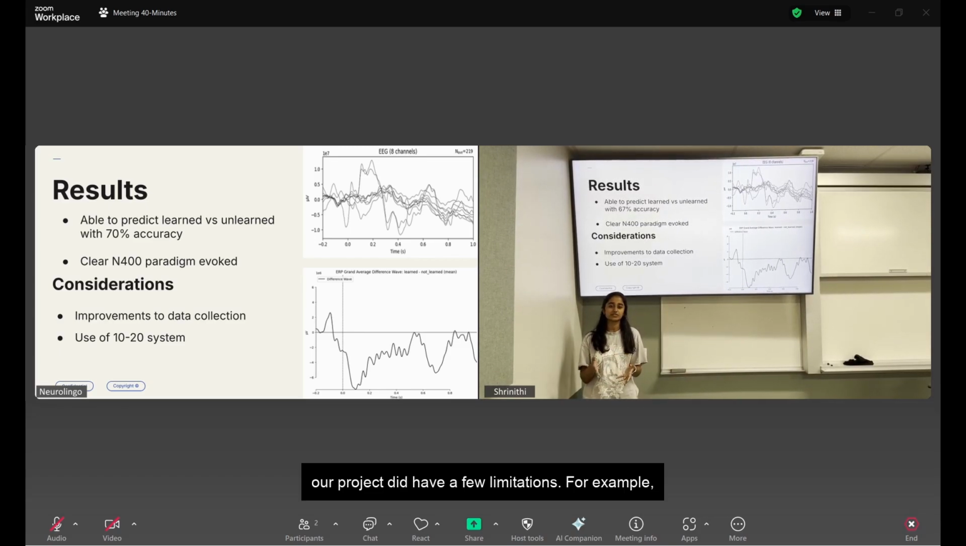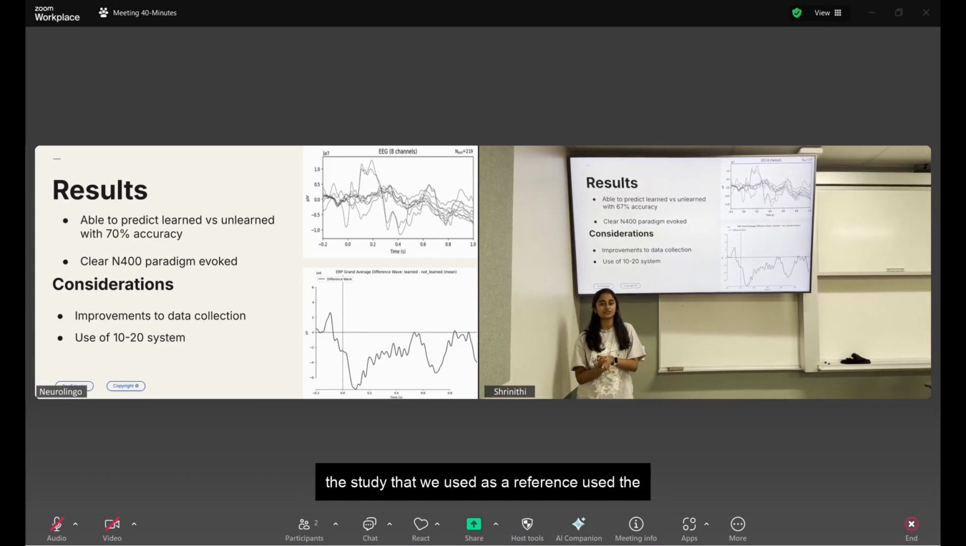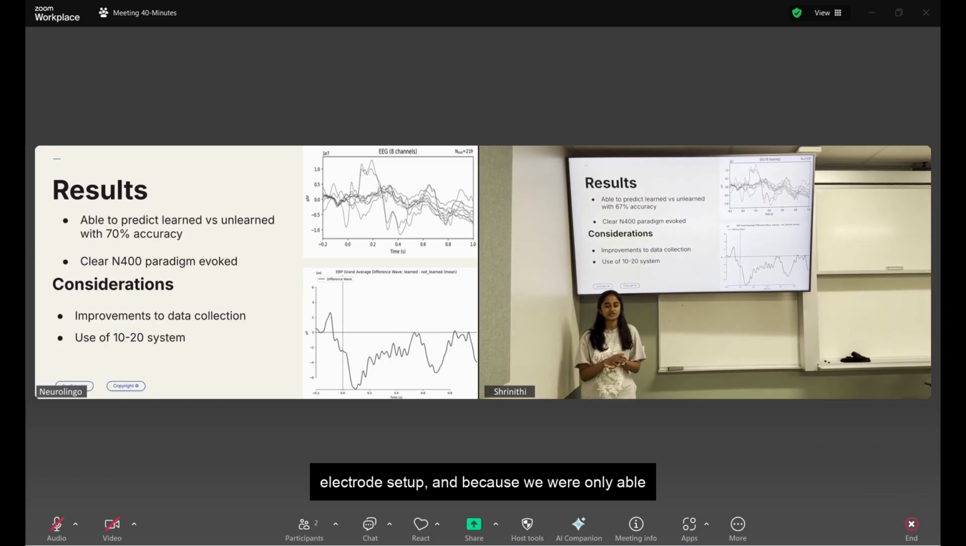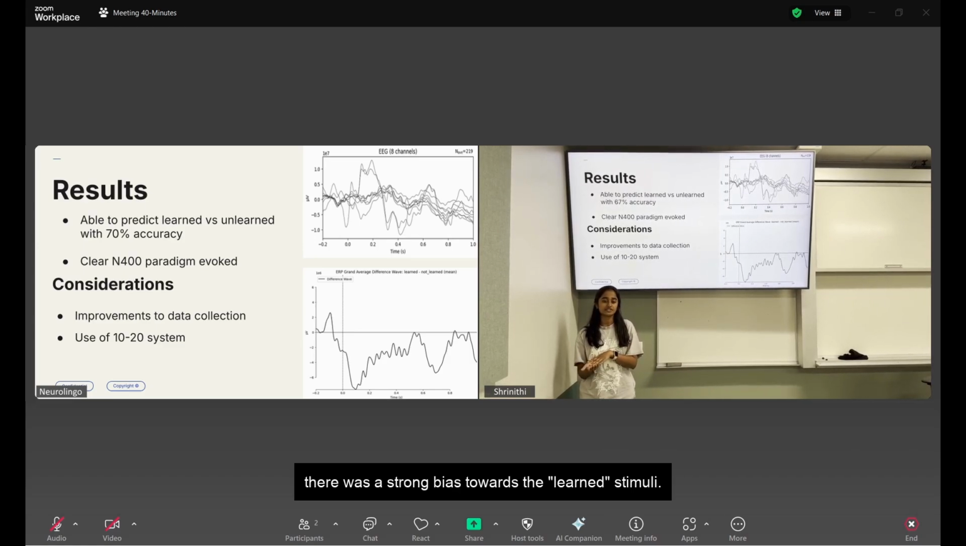However, our project did have a few limitations. For example, the study that we used as a reference used the 10 to 20 electrode setup, but we used the 8 electrode setup. And because we were only able to test 7 participants, we did notice that there was a strong bias towards the learned stimuli.